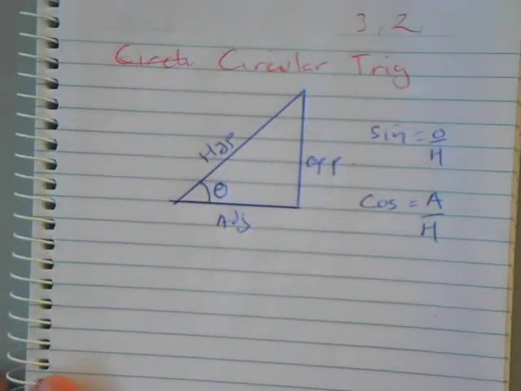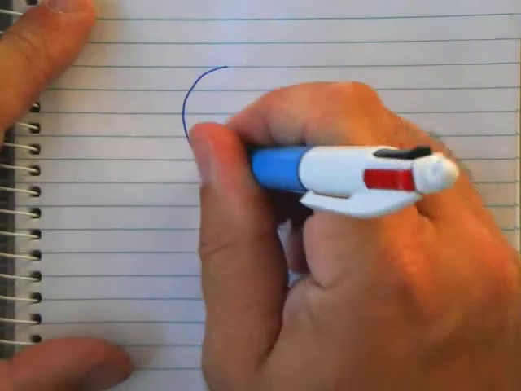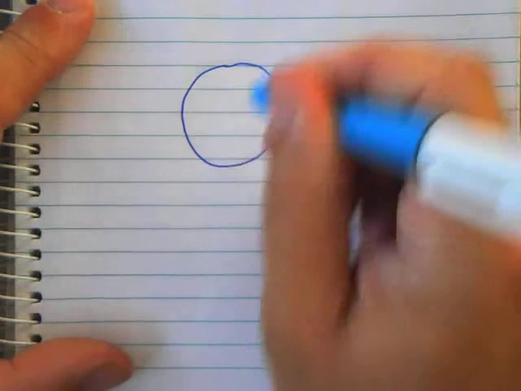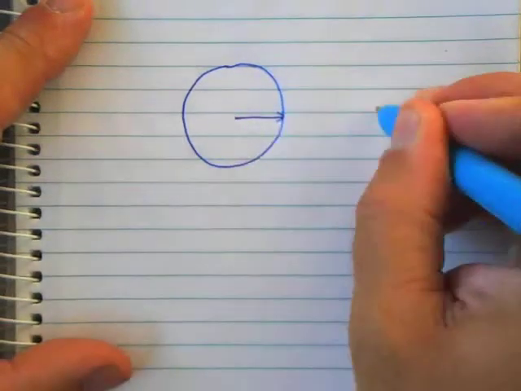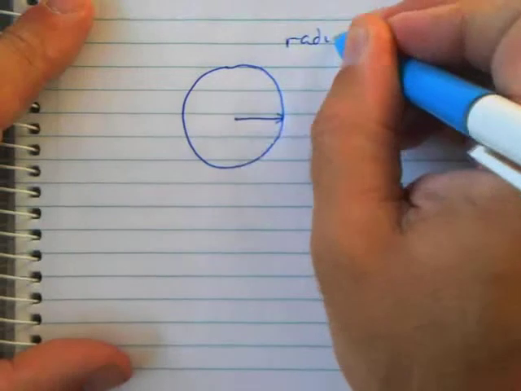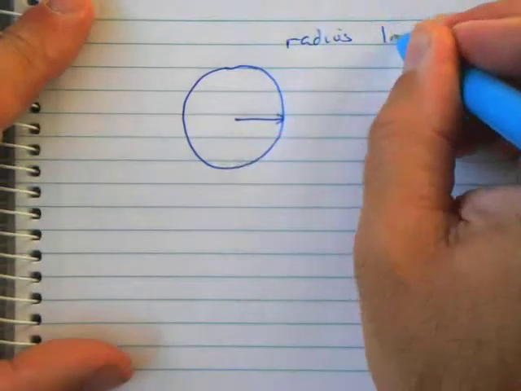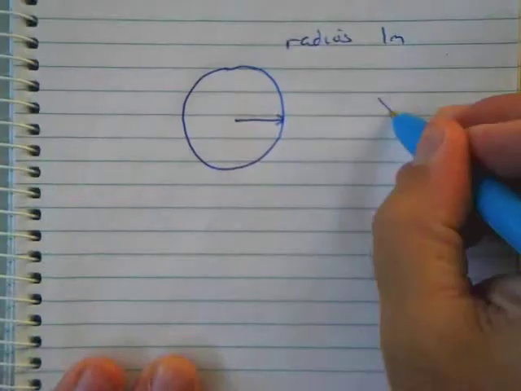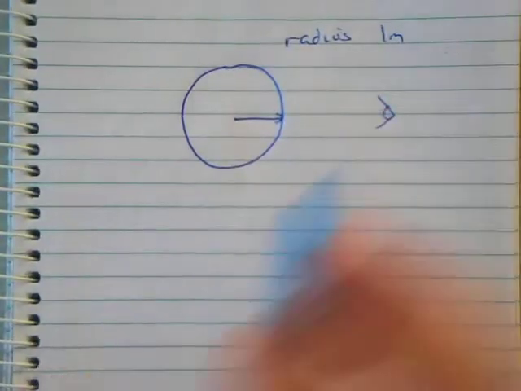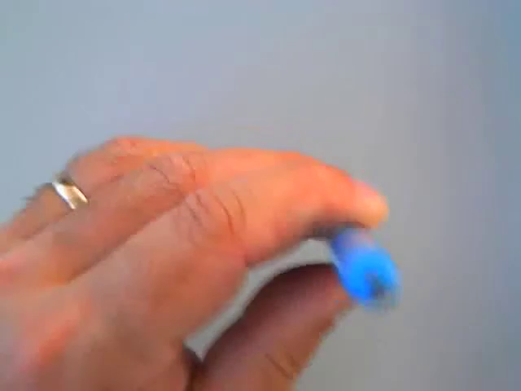Okay, so we're going to draw you some circles. I want you to imagine you've got a circle. I want you to imagine that the circle has a radius of 1 meter. Okay, and I want you to imagine you are looking in that direction. So if I was to put my pen here, and I'm going to draw a circle with my pen, this is what I'm going to do.